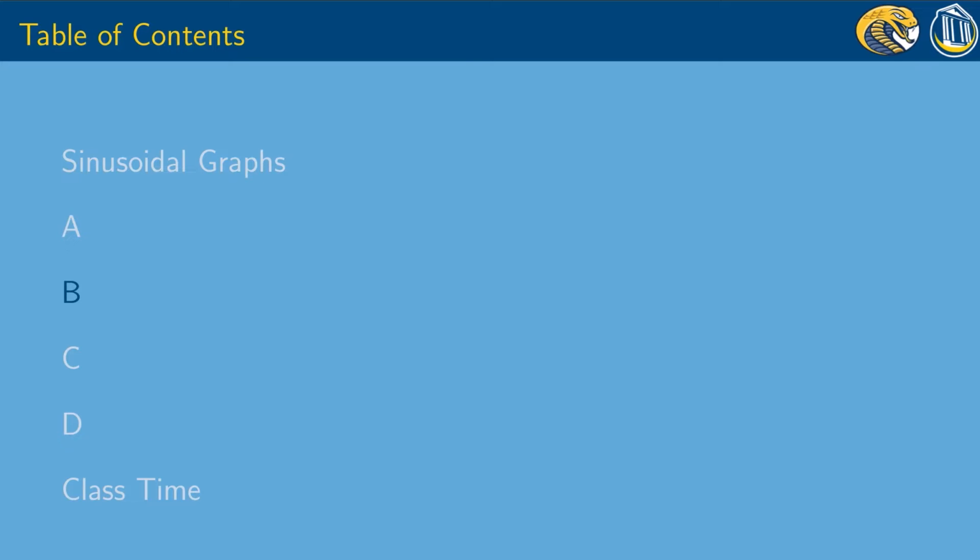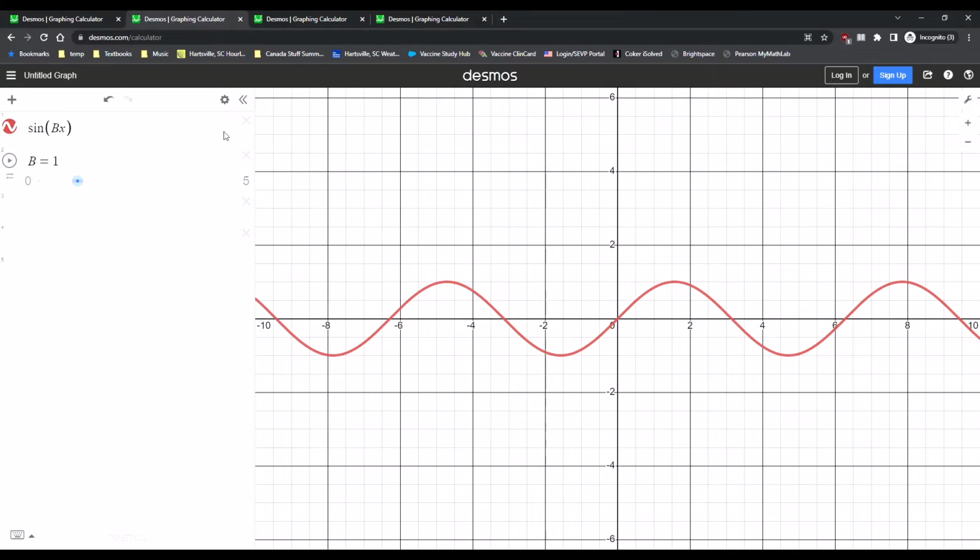Next, let's talk about what happens when we change b. Remember, b is inside of the function. And so if we have sine of b of x, when b equals 1, this is just sine of x, and once again, we've got an ordinary sine graph.